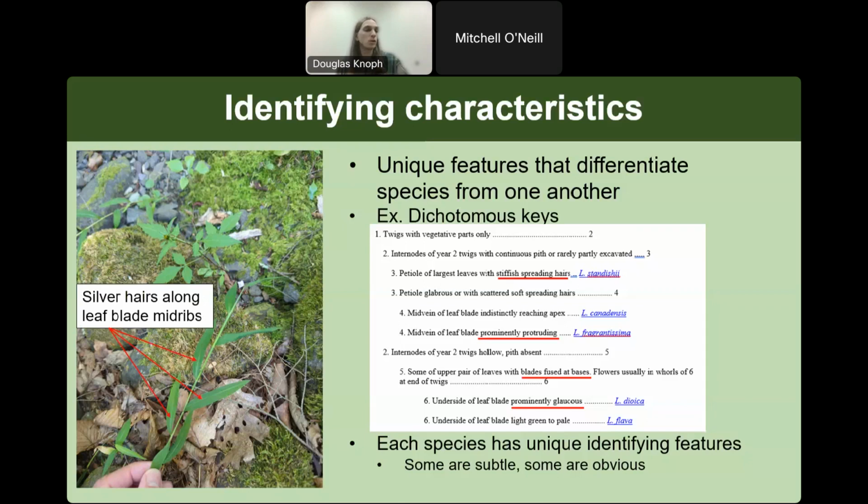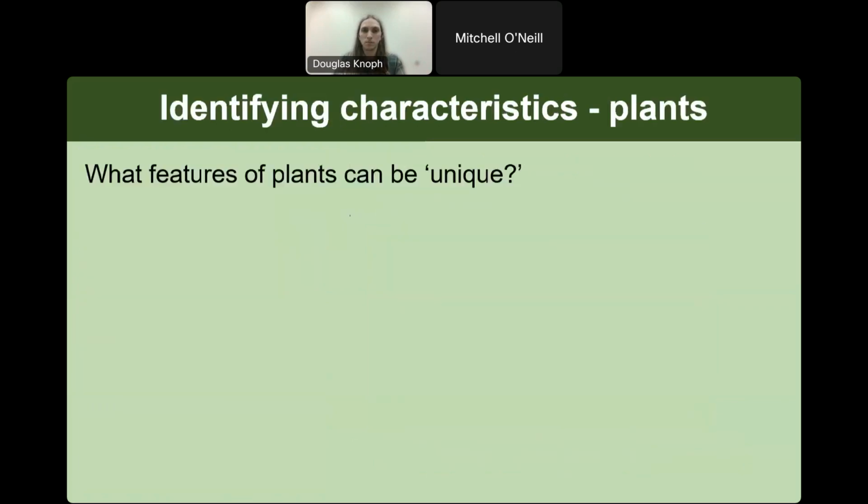All other species that look similar won't have that. So we can look at that and say, yes, this is Japanese stilt grass. We can confirm a record based on that photo. So the grander question is, what sort of features of a species, or specifically plant, could be considered unique?